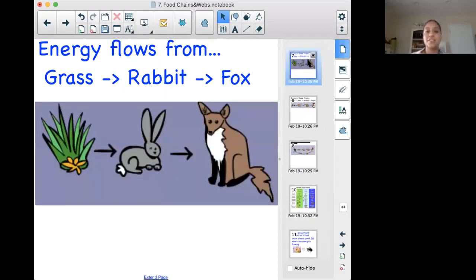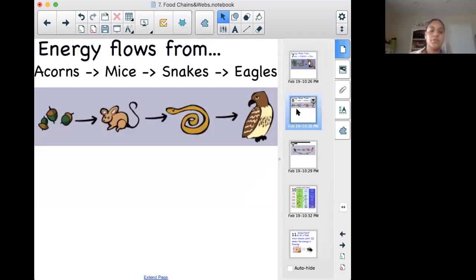And here's an example. So energy is flowing from the grass to the rabbit and then to the fox. So it's showing the order of who eats what and where the energy is going. So here's another example of energy flowing. So we have acorns. The mice eat the acorn and get the energy from that. Then the snakes eat the mice and get energy. And finally, the eagles eat the snake.